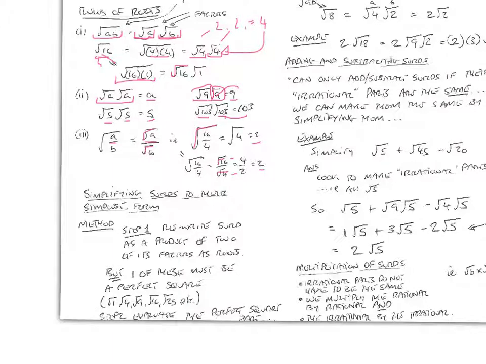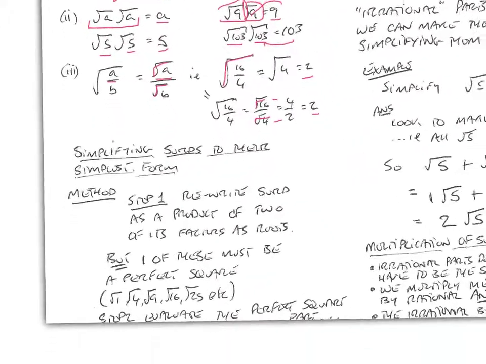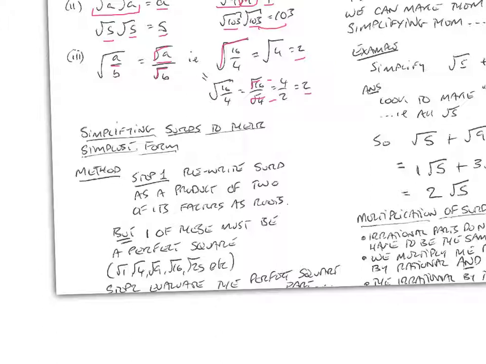So let's look at simplifying surds to their simplest form. There's a method to this, it'll become clear by example, but basically the first step will be to rewrite the surd as a product of two of its factors as roots, like we've learned how to do at the top of the video. One of the factors must be a perfect square from this list here: root 1, 4, 9, 16, 25, and so on. Then step 2 will be to evaluate the perfect square part. So if it's root 4, we'll just turn that into a 2.